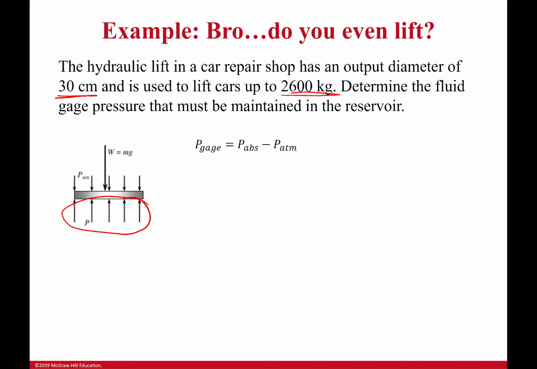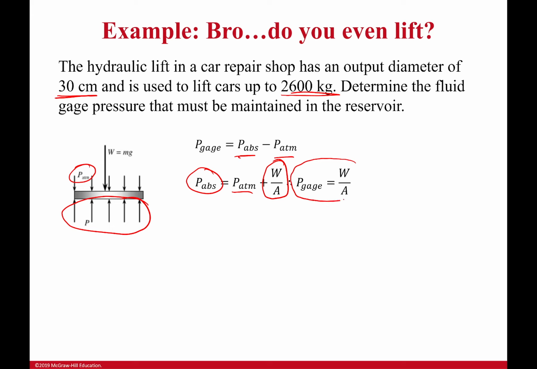Now, if you remember, our gauge pressure is equal to our absolute pressure minus atmospheric. Well, if I look at that then, my absolute pressure is going to be equal to my atmospheric pressure plus the pressure from the car. If I plug that in, what I see is that my gauge pressure is simply going to be equal to the pressure of the car.